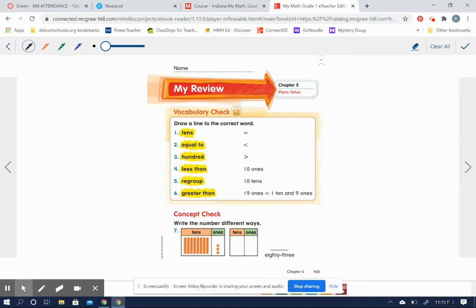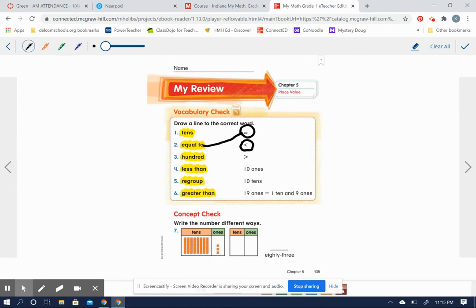I would say this top one right here is the easiest one. What do you think this means? What does that mean right there? Yeah, it means equals or equal to. So we would draw a line and match that. Okay, what does this symbol mean? It's either greater than or less than, isn't it?